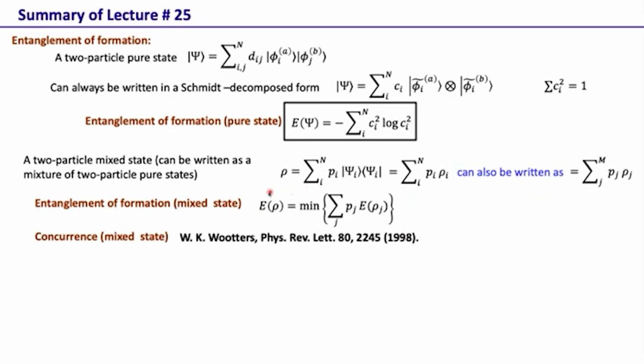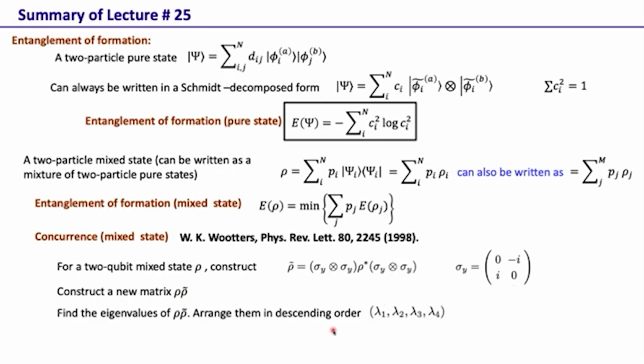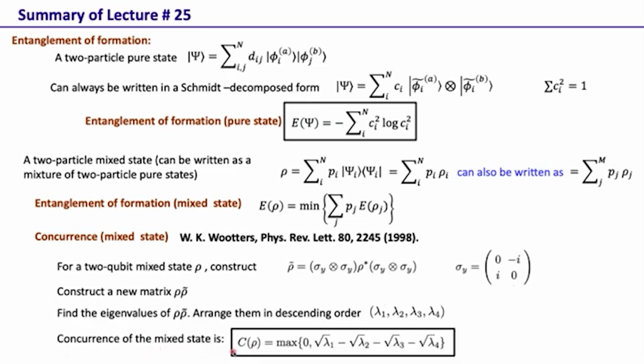Now this is in general a very difficult problem, but it was shown by William Wootters that if it's a 2 qubit state, that means a two particle state in which each particle lives in a two dimensional space, one can derive a formula for this quantity. For a given mixed state rho, one constructs this rho tilde, where σ_y is the Pauli matrix, then finds the eigenvalues and arranges them in descending order. The concurrence of the mixed state, or the entanglement of the mixed state, is given by this formula, which is the maximum of 0 or this quantity.